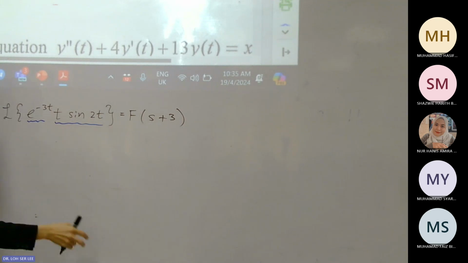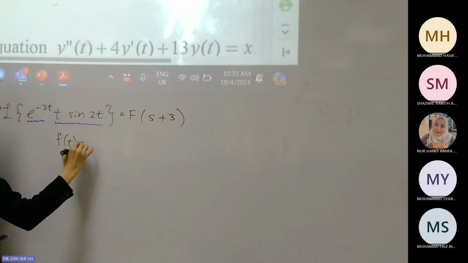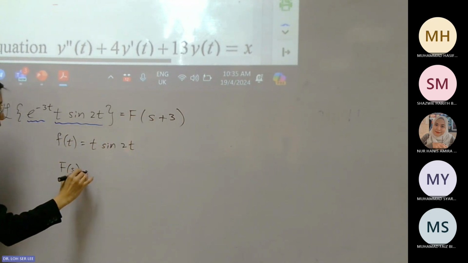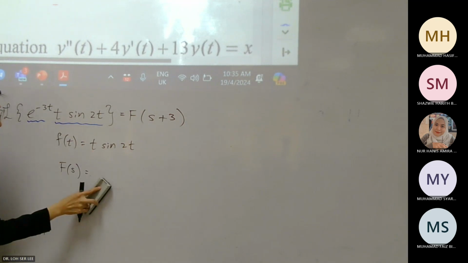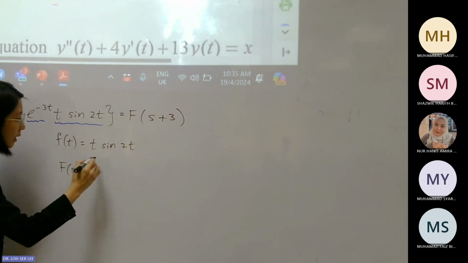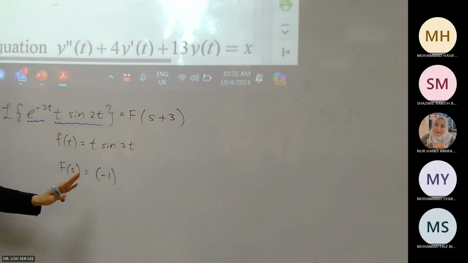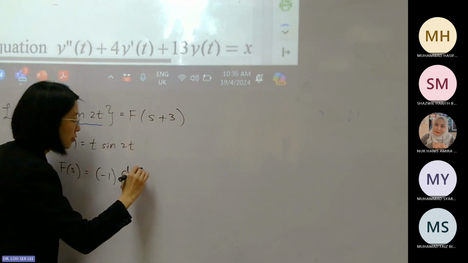So what is your f(t)? Your f(t) will be t sine 2t. When we want to Laplace transform this, we have to apply the derivative property, because this is a product function that contains t to the power of n. Here n is 1, which means you have a negative 1, and then 1 term of differentiation. And what do you need to differentiate?